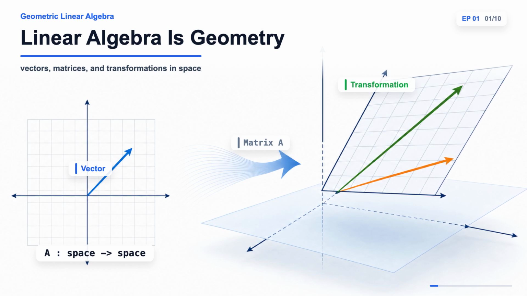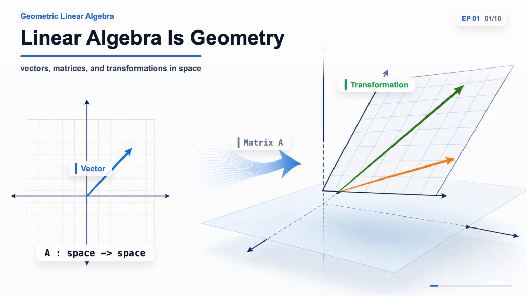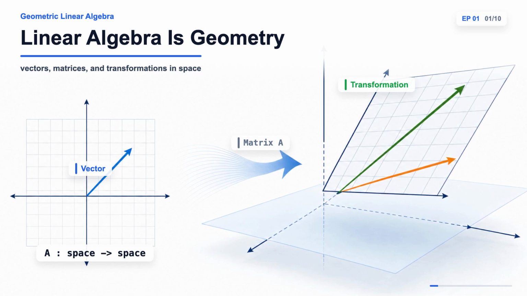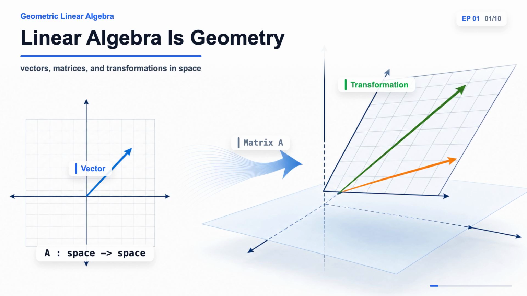A vector is a direction with a length. A matrix is a way to move, stretch, rotate, shear, or flatten space. A system of equations asks whether a target point can be reached. A decomposition asks whether a complicated transformation can be broken into simpler moves.